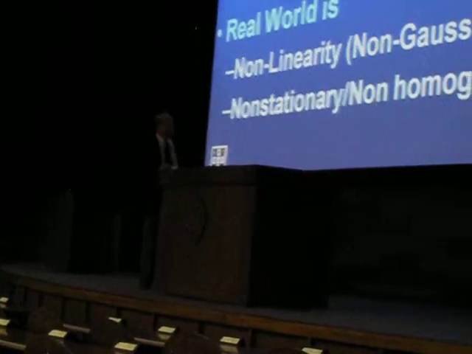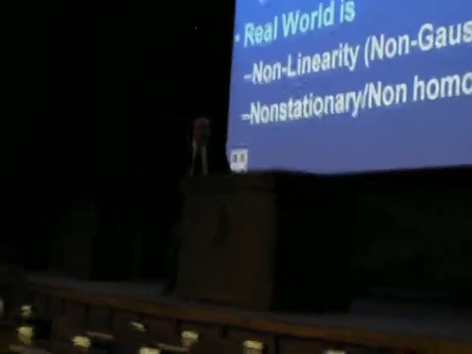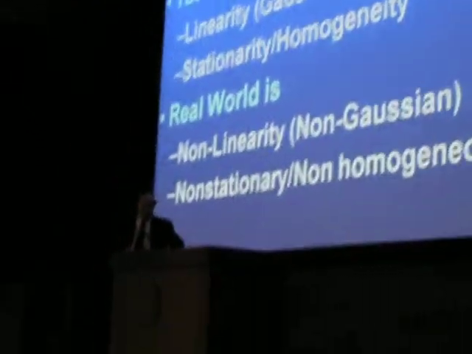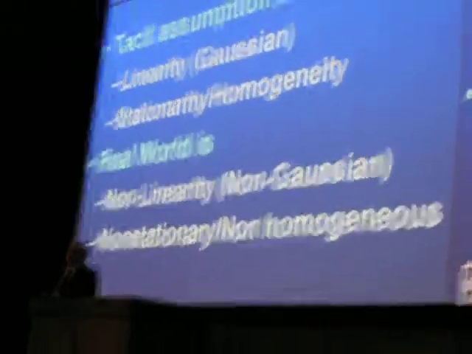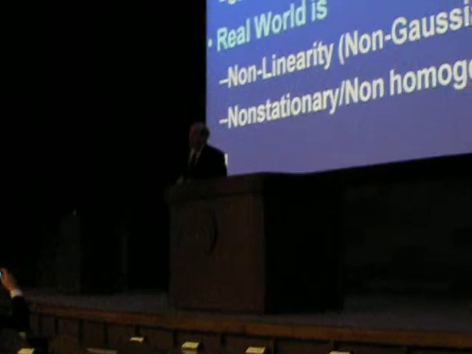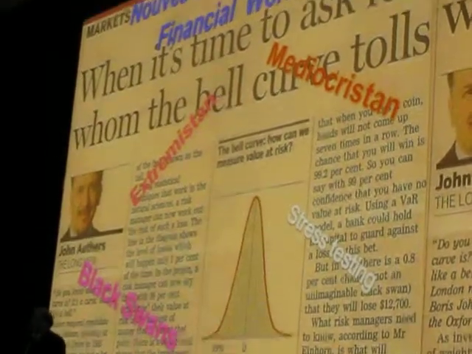The prevailing school of thought is that we tacitly assume that everything is linear and stationary or homogeneous, but most of the things in the real world are non-linear, which results in non-Gaussianity, as well as non-stationary and non-homogeneous. Even our financial world has just realized that the times for the bell curve are gone, and we need to look for long tails, black swans, and extremes. So this is an article from the Financial Times.